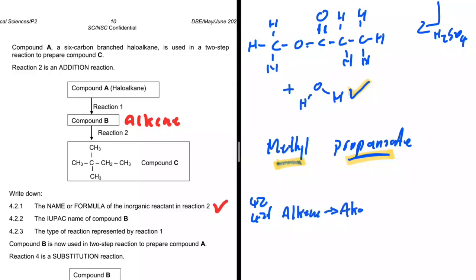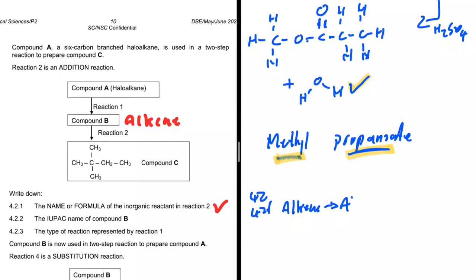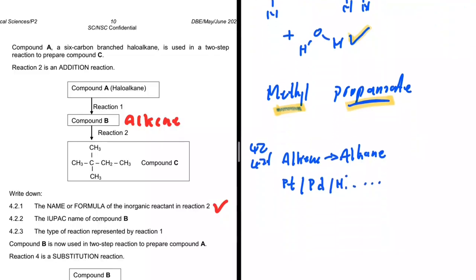So I think it is quite easy to deduce here that we have a hydrogenation. We have a hydrogenation. So what is the inorganic reactant needed for hydrogenation? Platinum, palladium, nickel. I wonder what else, but those are the ones that I can recall from my head on the spot. Okay, 4.2.2, the IUPAC name of compound B.